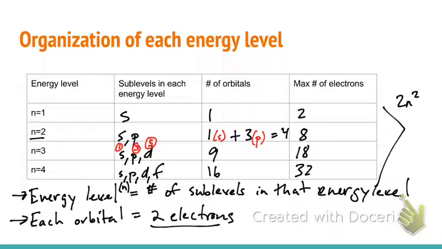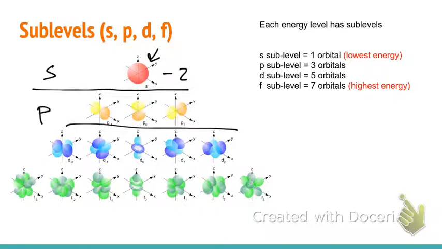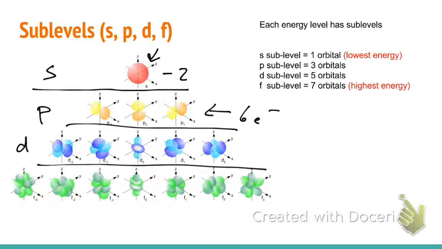If we go back, hopefully the image we're looking at starts to make sense. This is your S sublevel, and there's only 1 orbital. You can fit up to 2 electrons here. And then here, this is your P sublevel, and you can fit 6 electrons. In the D sublevel, you can fit 10. You have 5 orbitals, so you can fit up to 10 electrons, and so on.